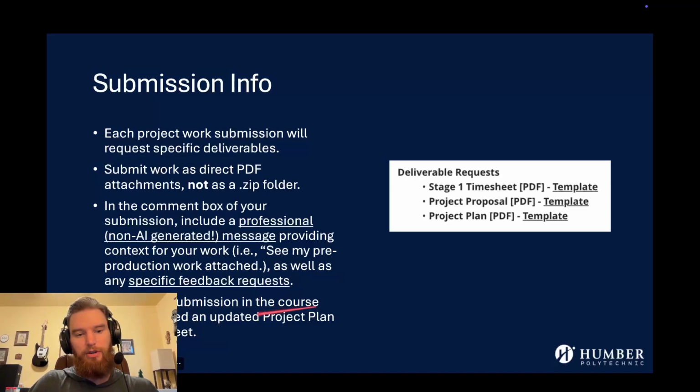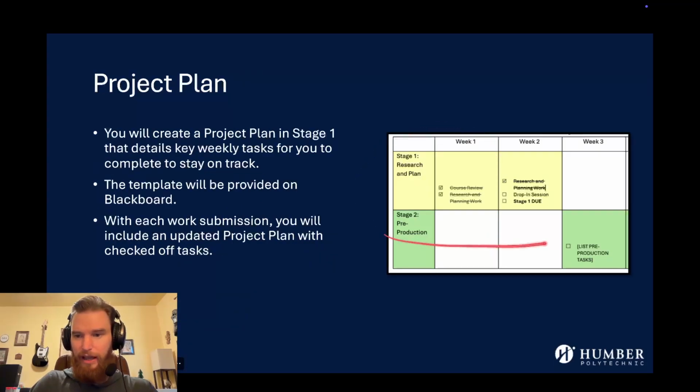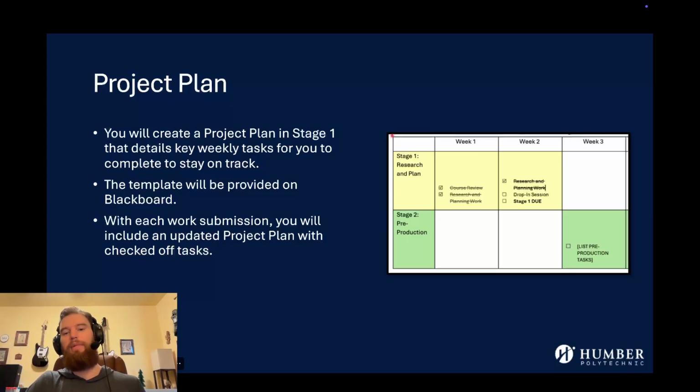Each work submission in the course will request an updated project plan and timesheet, just like last semester. Your project plan is going to look very similar to what you created last semester with your project timeline. You'll make it in stage 1 of the course. You're going to plan out actually all 9 weeks here at the beginning. There's a template on Blackboard, and with each work submission, you'll check off tasks.